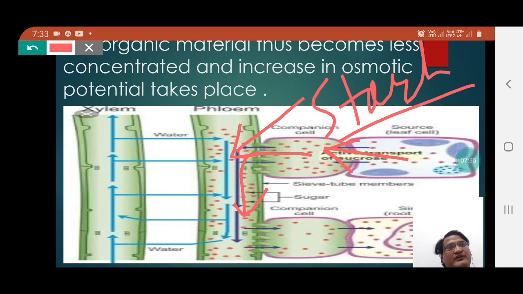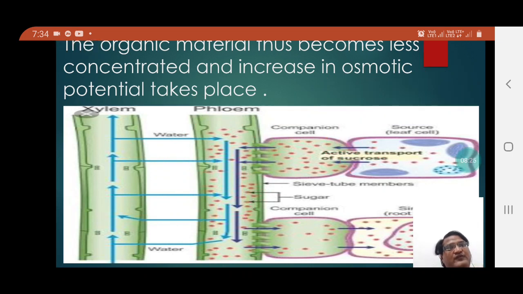So students, because the water is being transported to the phloem by the expenditure of energy in the form of ATP, this active transport makes the movement of the starch easy to move from the leaf to the top parts or the aerial parts of the plant.